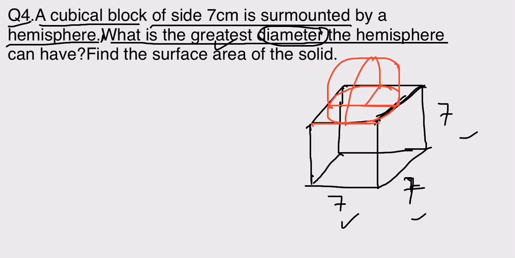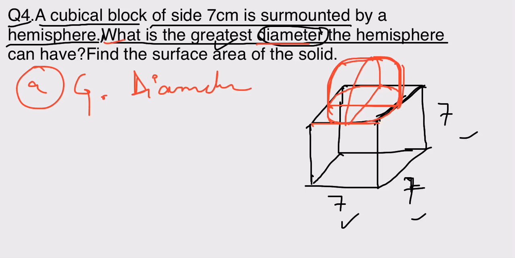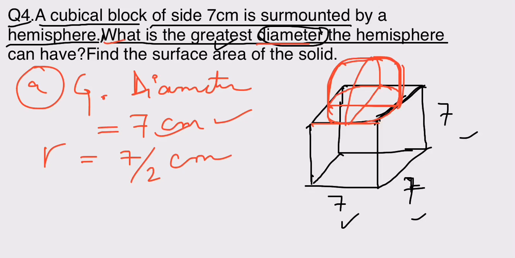So this is your hemisphere, and this is a rough sketch. I hope you can visualize the solid figure. Now the first part of the question is, what is the greatest diameter? Of course the greatest diameter is the edge of the cubical block, that is 7 centimeter. From here we can easily find the radius of the hemisphere that has been mounted. This will be half of the diameter, 7 upon 2 centimeter.